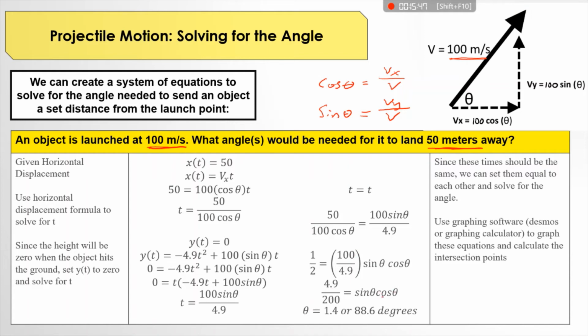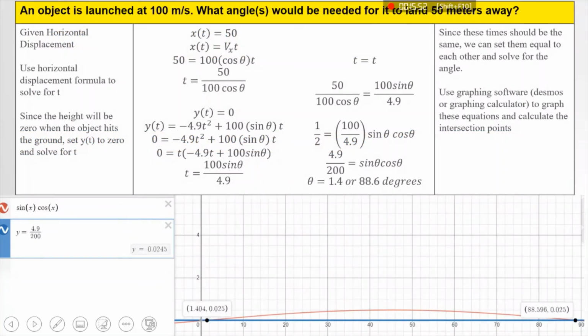I don't want you to solve this one by hand. Instead, I want you to plug this into a graphing calculator or Desmos. If you do, here's sine theta cosine theta, and then y equals 4.9 over 200, and we can find the intersects. If you're on Desmos, make sure that you are in degrees, not radians.